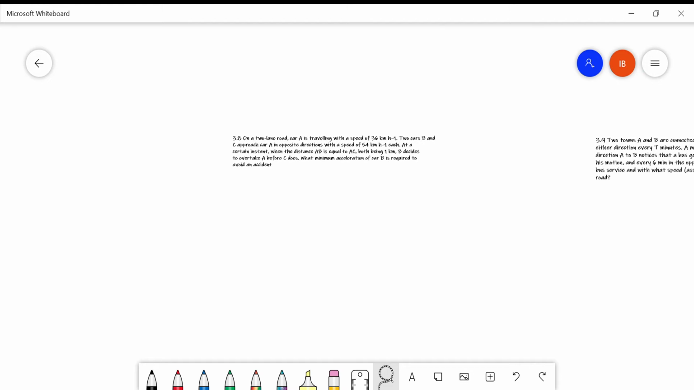Hello everyone. In today's class, we will be doing question 8, 9, 10 and 11 of NCERT Class 11 Physics, Chapter 3, Motion in a Straight Line. So on to the first question, 3.8.